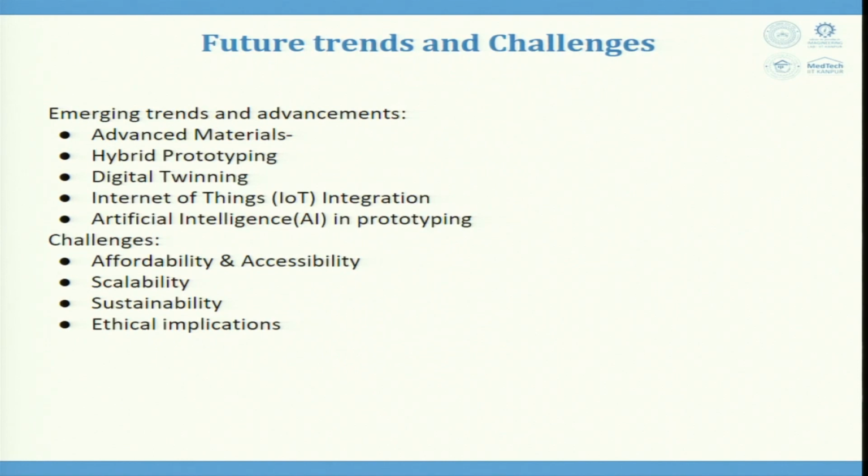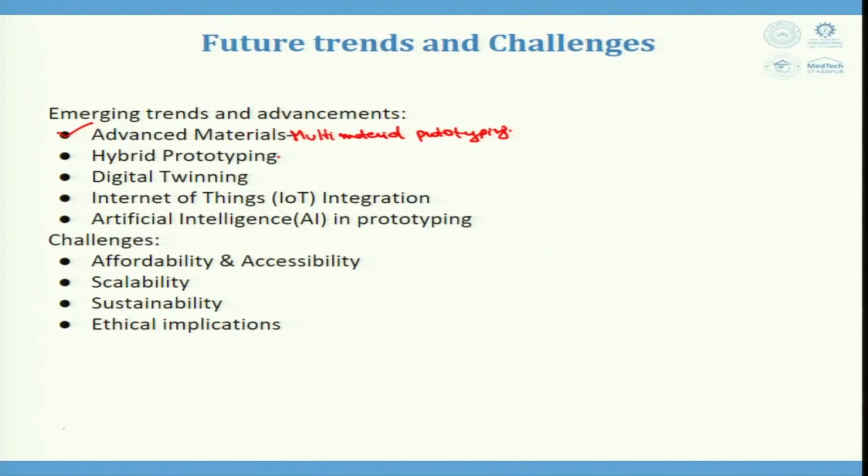There are certain future trends and challenges in rapid prototyping. For instance, advanced materials have now come. Prototyping that we are doing nowadays is also called multi-material prototyping. When I talk about the materials of prototyping in the next lecture, there are ranges of material and different kinds of material could also be used to have multi-material prototyping. So, this is the advanced trend in prototyping.